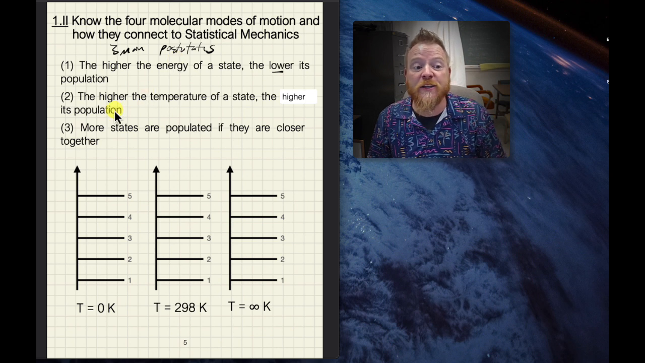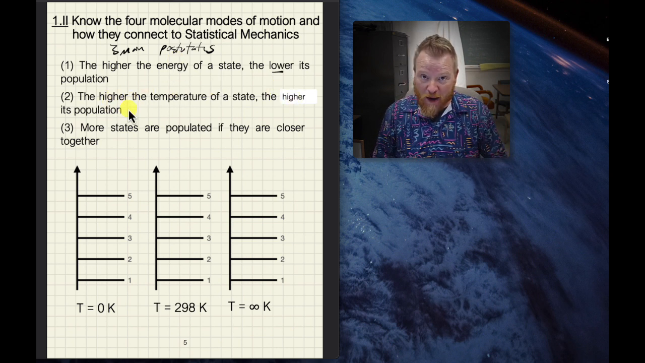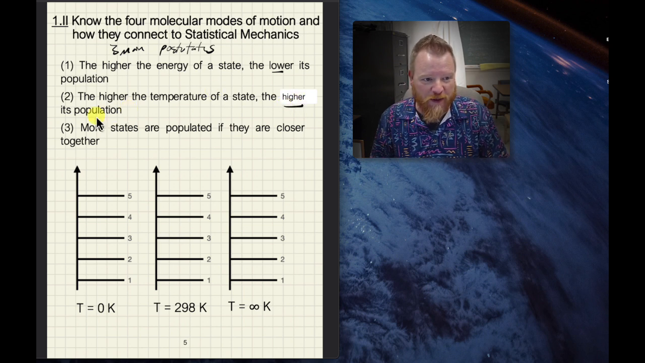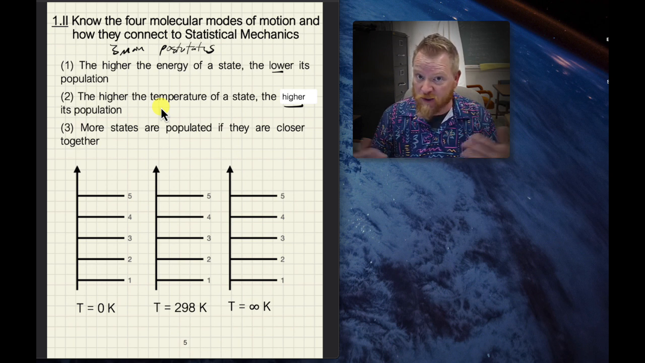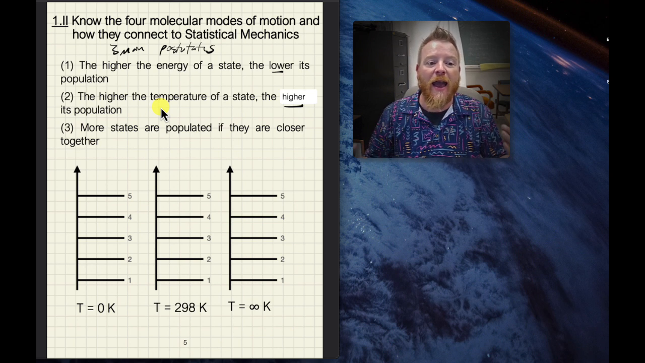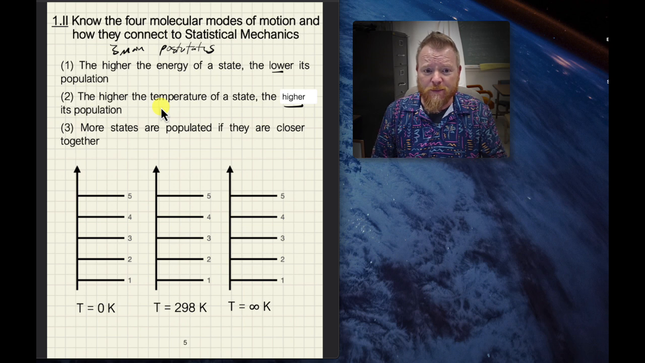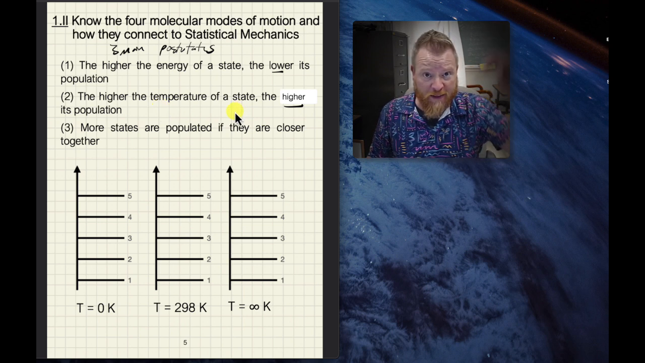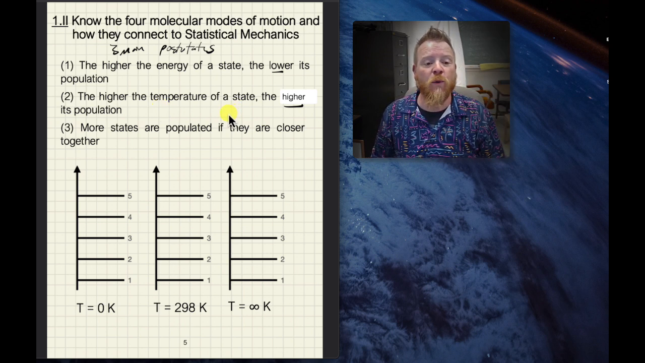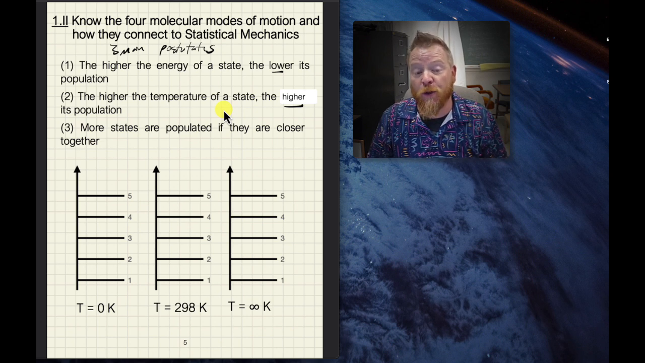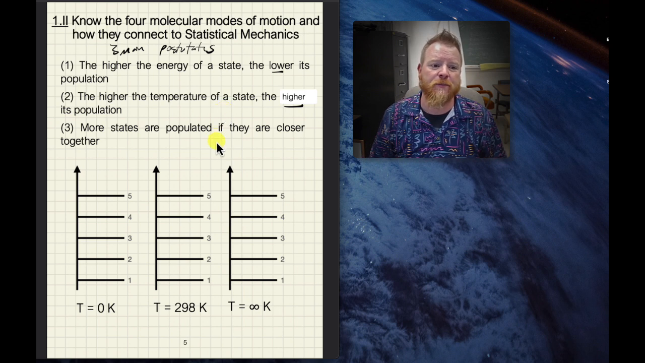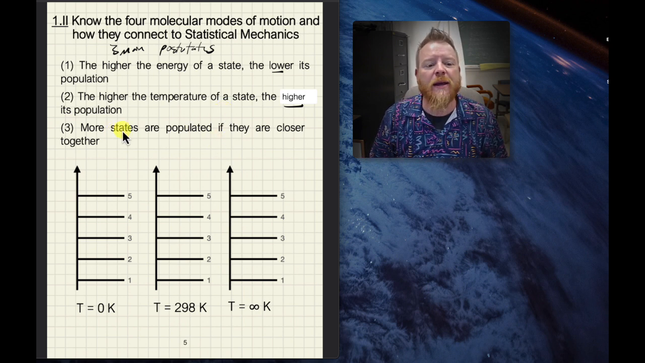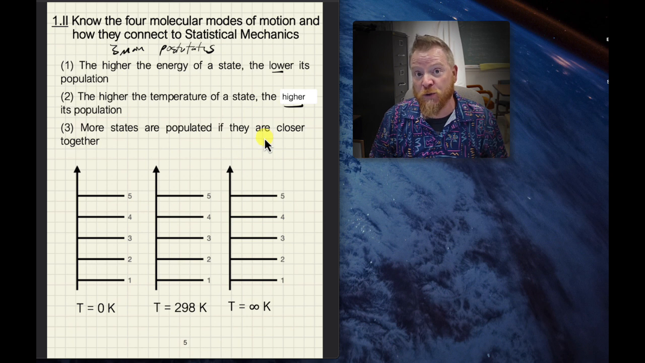Conversely, the higher the temperature of a state, the higher its population. What that means is if we take some collection of molecules and we increase their temperature, they will populate the higher levels. We will have provided them with enough thermal energy to promote them into higher and higher energy states. And number three, more states are populated if they are closer together.